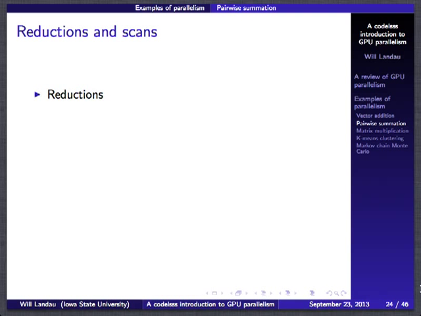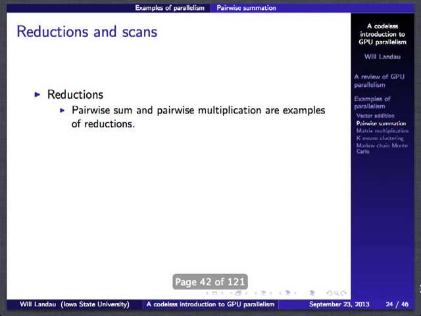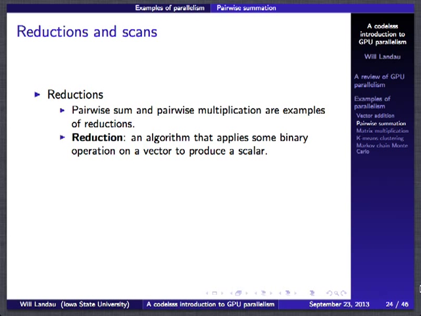So the pairwise sum is a special case of what's called a reduction. A reduction, in general, is an algorithm that applies some binary operation iteratively on a vector to produce a scalar. So you could have something like the pairwise product, where we replace the sum with the product. And that's also very useful.